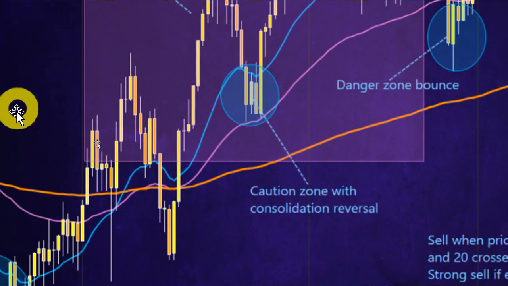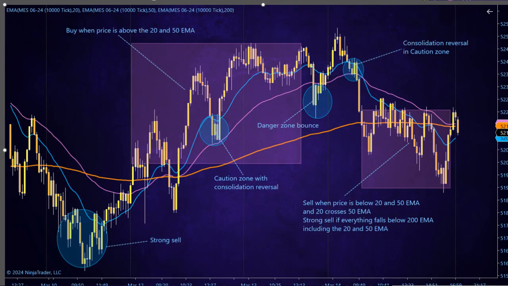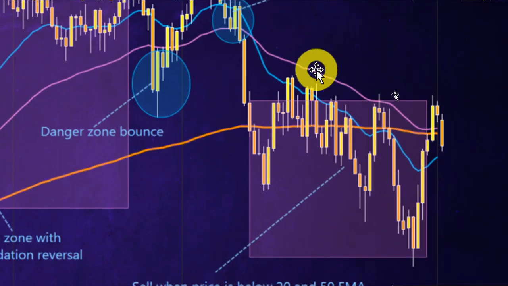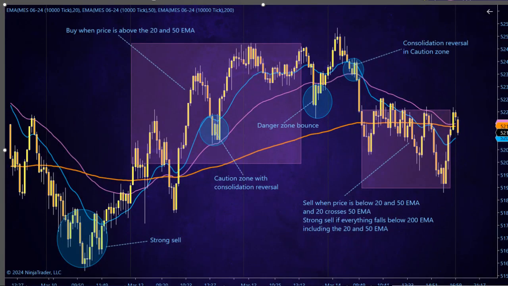Can you still have a buy signal and not be strong? Yeah, you can. When price is above the 20 and the 50 and it's not above the 200 yet, that's still a buy signal. When price is below the 20 and the 50 right here, that's a sell signal. It's just not a strong sell signal. Until it gets below the 200, it becomes much, much stronger.